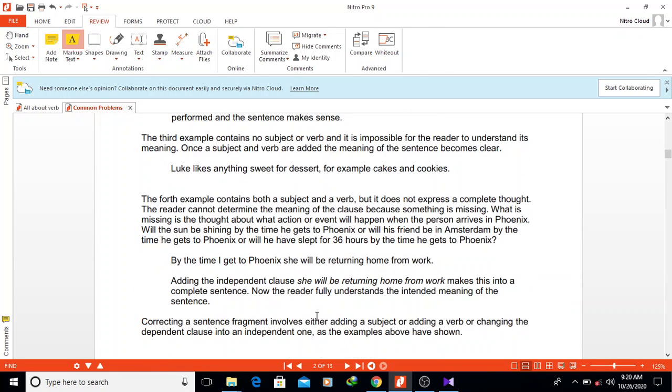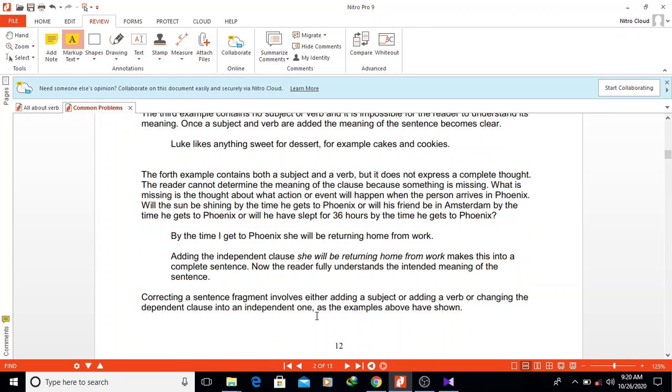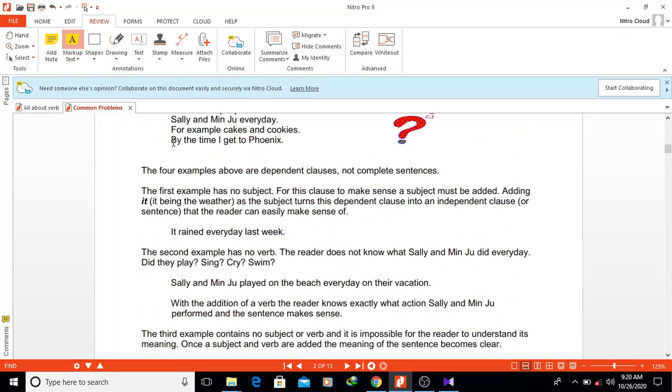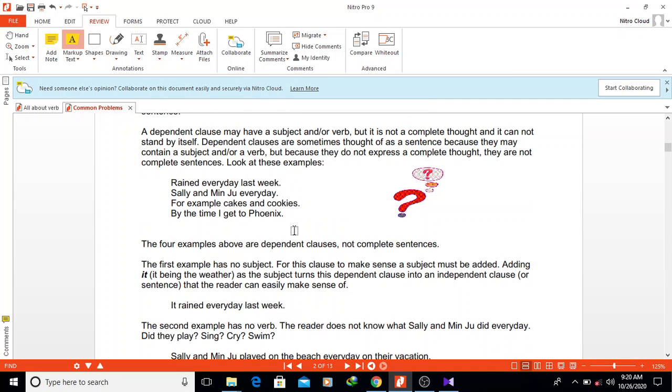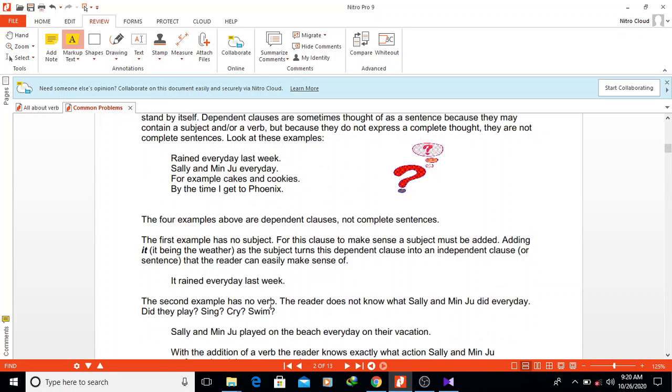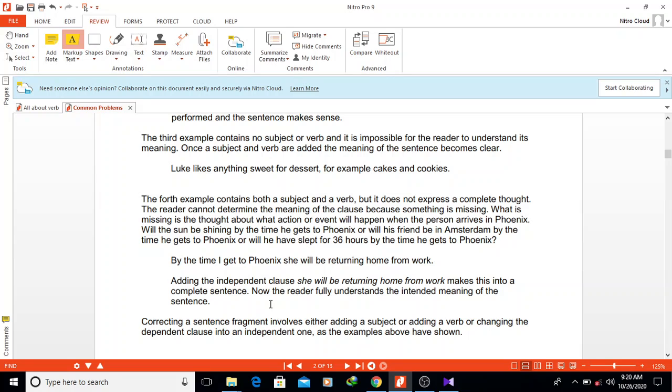The next one, maybe some of you asked about this one. What about by the time I get to Phoenix? Yes, and maybe this is a complete one because there is a subject there and there is a verb there. It looks like that, but it's not complete. You can see the example here, the explanation here. By the time I get to Phoenix, saat saya tiba di Phoenix, and then what? So it's not clear. It's still an incomplete sentence because it doesn't have a complete idea.